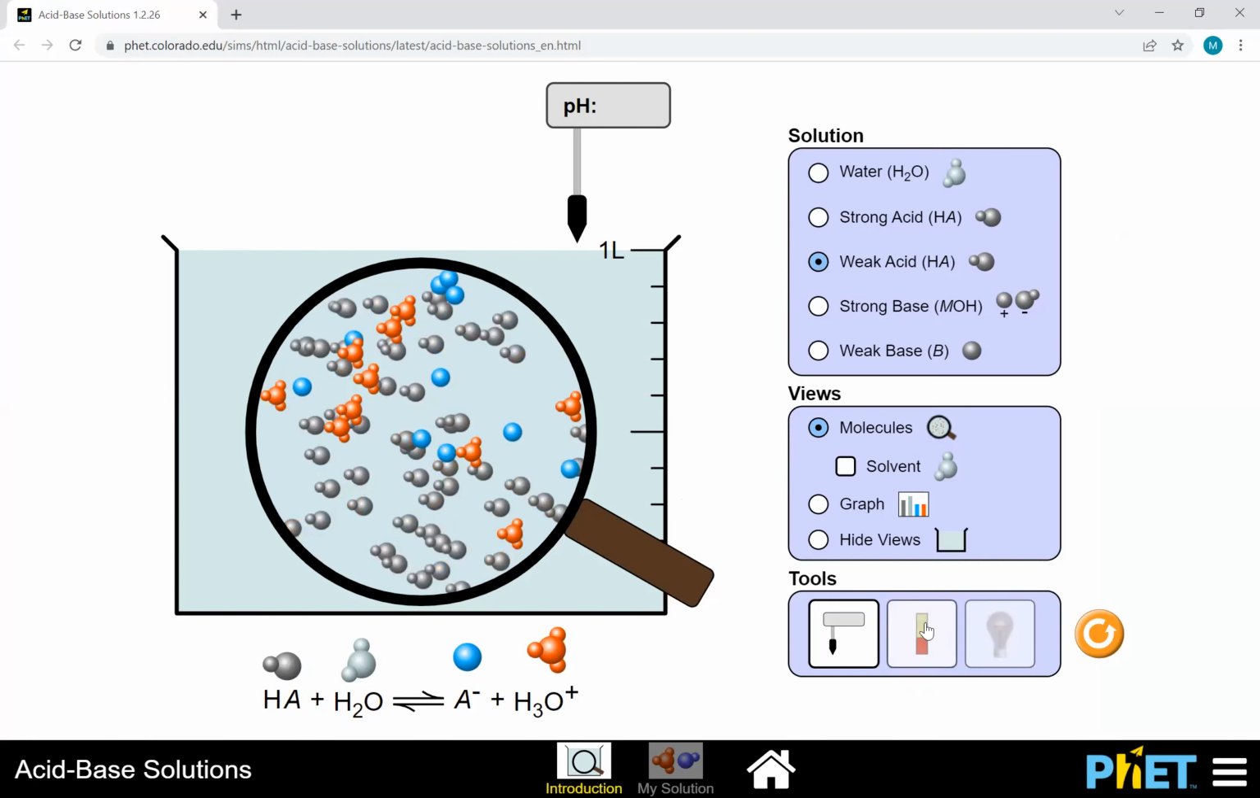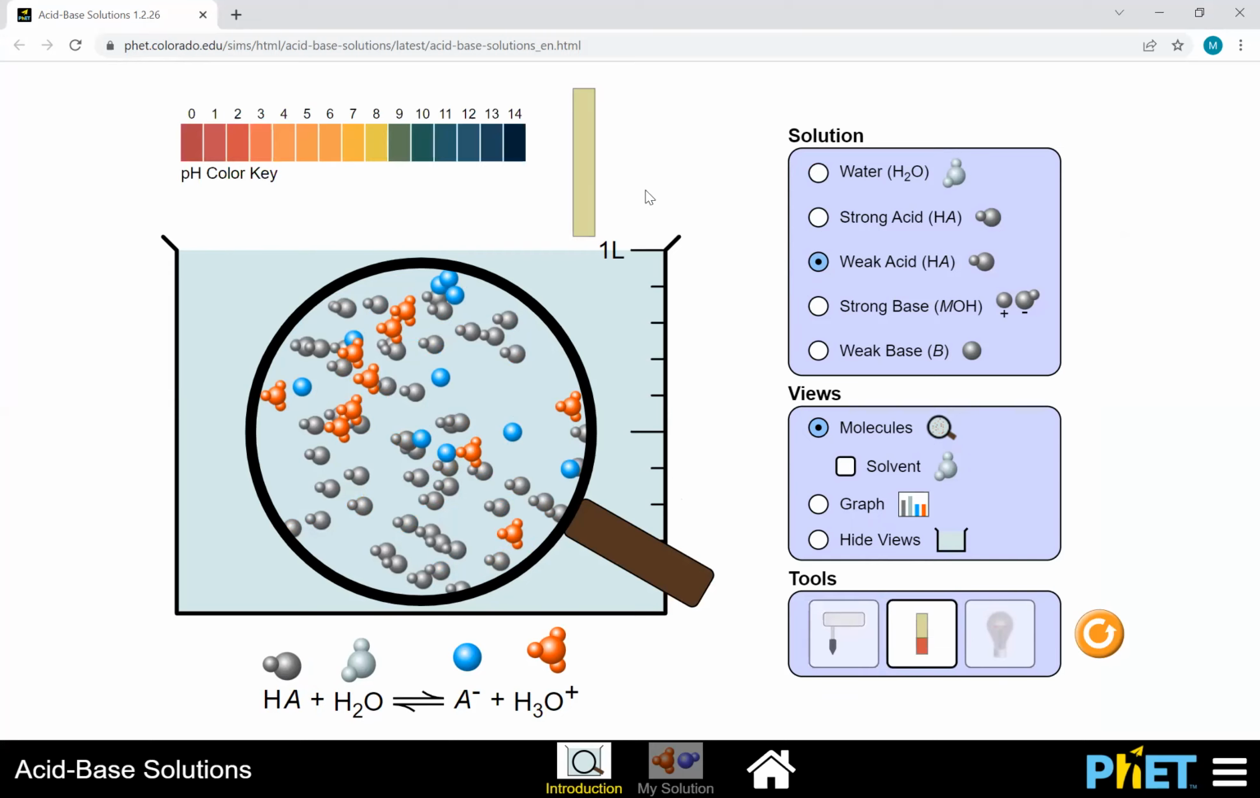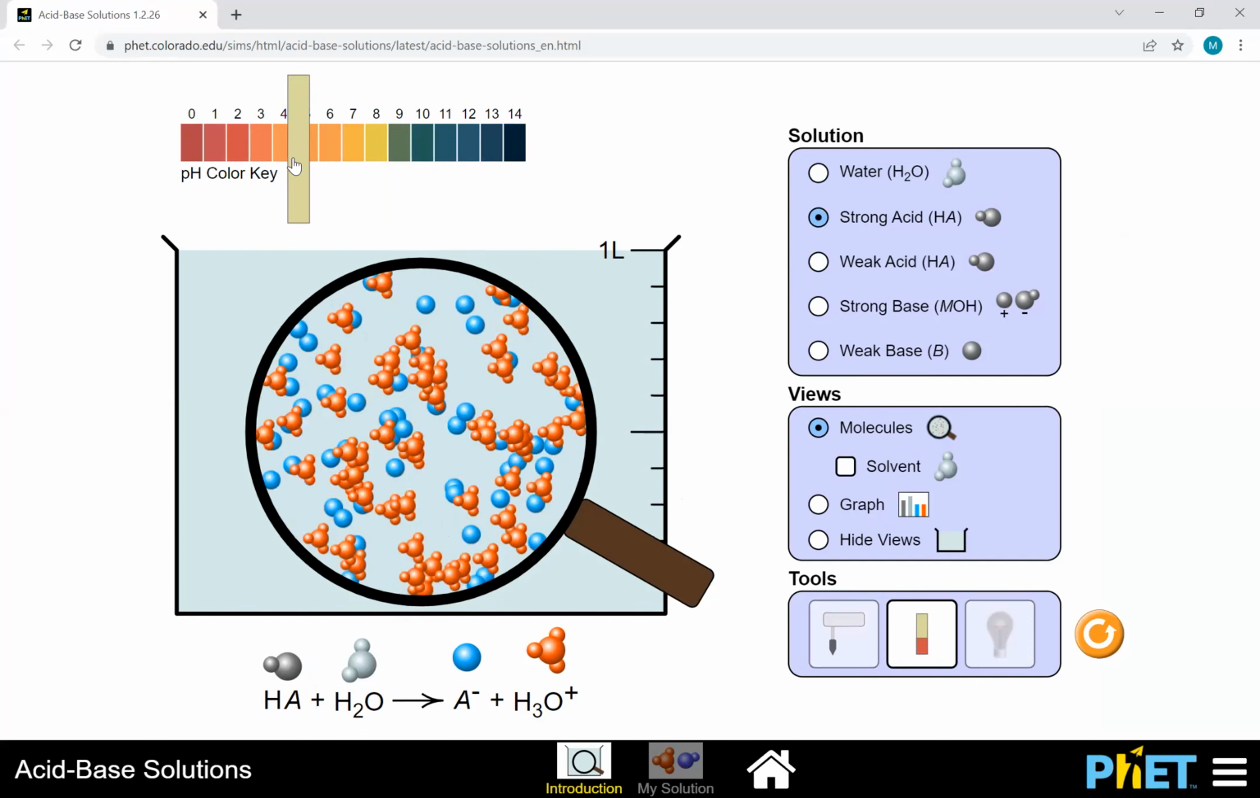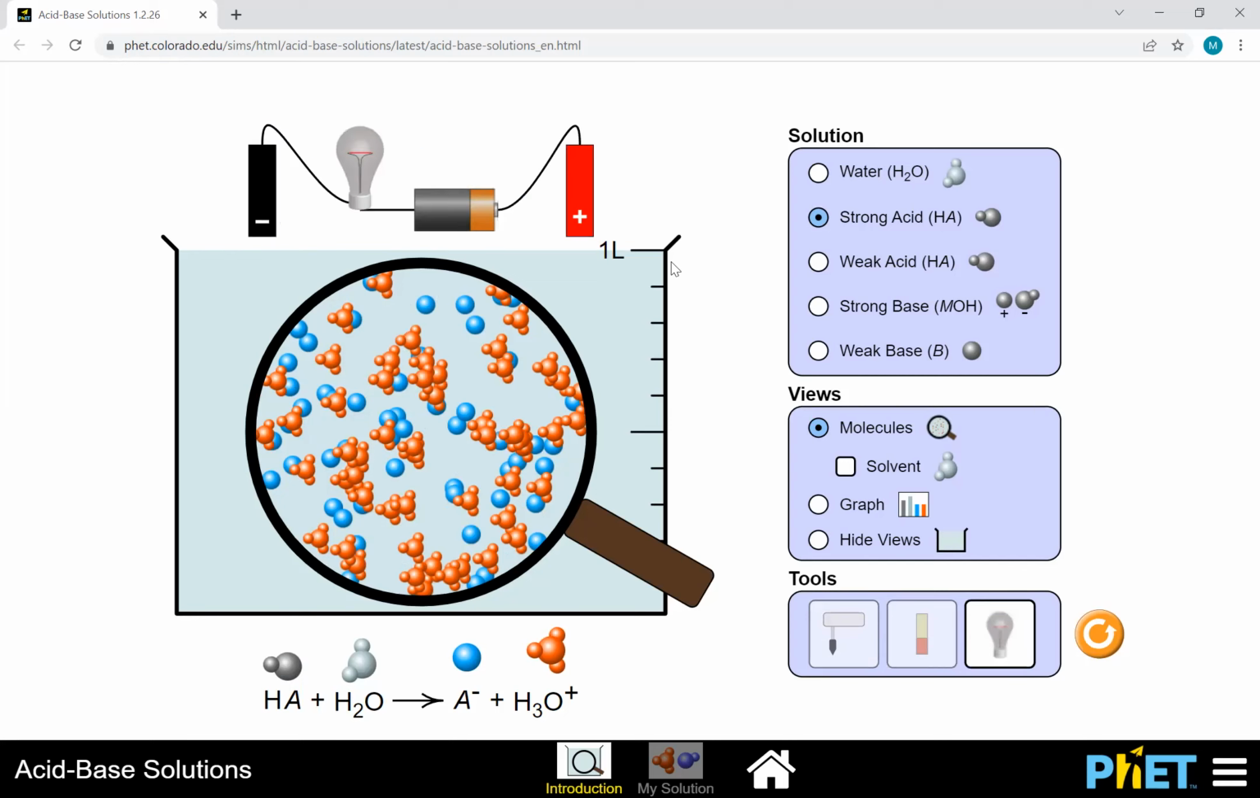Now, if we were to test the pH, notice for a weak acid, if I dip it here, the pH is acidic, maybe a 4 or 5. For a strong acid, if I dip it, it's probably about 2 or 3. Not much of a difference. But the key thing is notice the amount of ions in solution. The surefire way to tell the difference between a weak acid and a strong acid, or a weak base and a strong base, is its electrical conductivity.